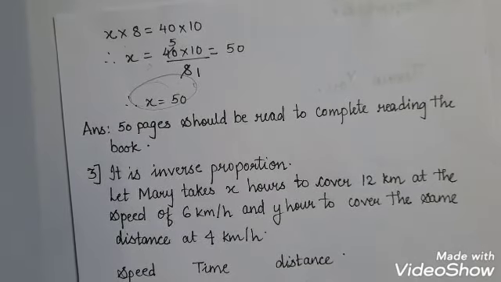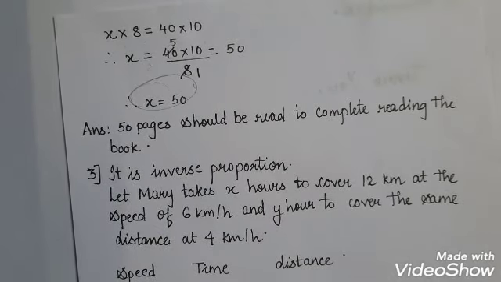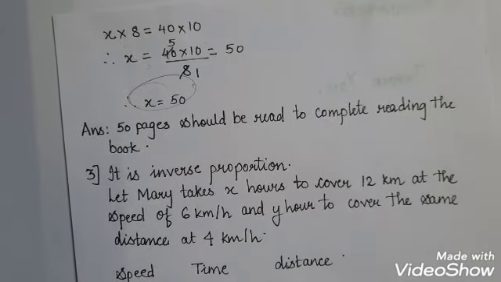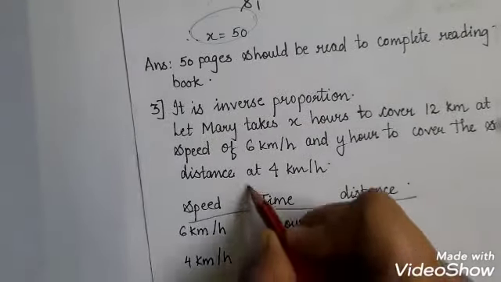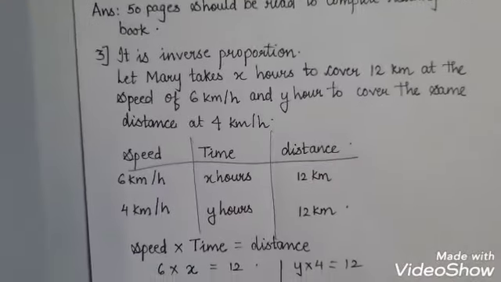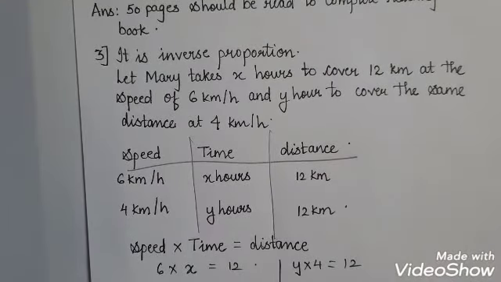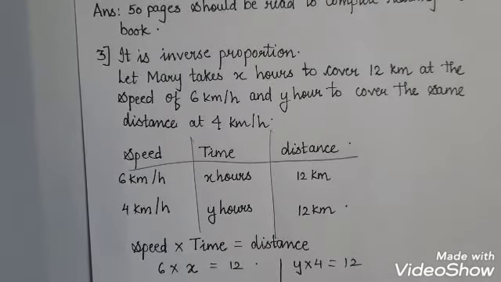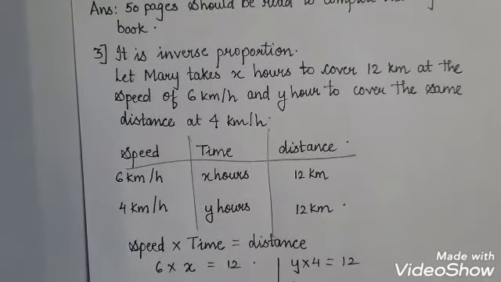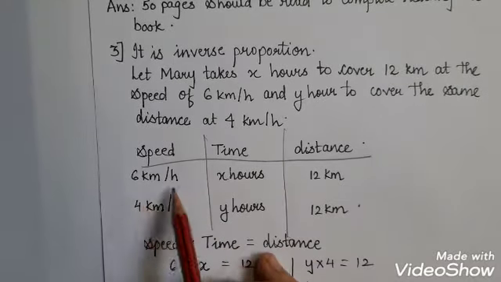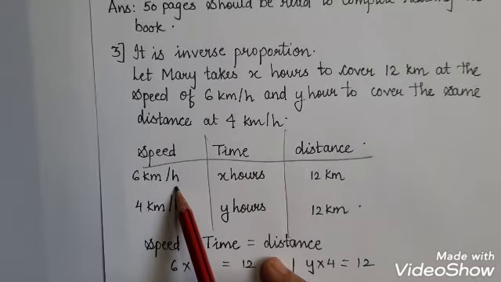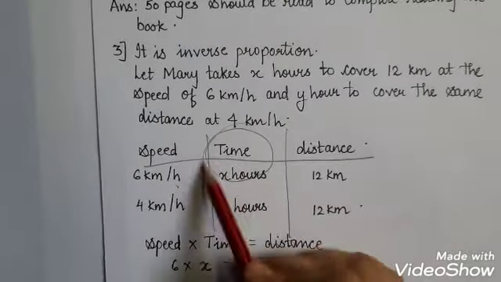Okay. Next, third sum. Mary cycles at 6 km per hour. So the speed is given to us. She cycles 6 km per hour. How long will she take to reach her aunt's house, which is 12 km away? So now, Mary cycles 6 km per hour. So speed is given to us, 6 km per hour. How long will she take? That means we have to find the time.